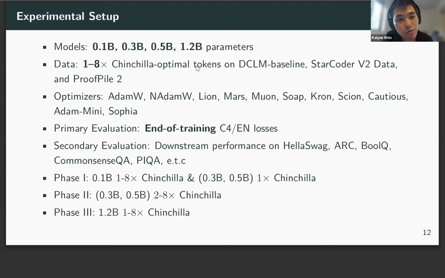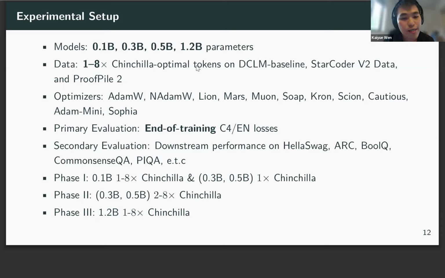For those who are not very familiar with Chinchilla, it just roughly means 20 times the parameter count of tokens, and is believed to be roughly how you should assign your model size and token size when you have a fixed amount of compute. But in practice, people typically train for much more than 1x Chinchilla. So we experiment with the effect of overtraining to 8x Chinchilla in our paper.